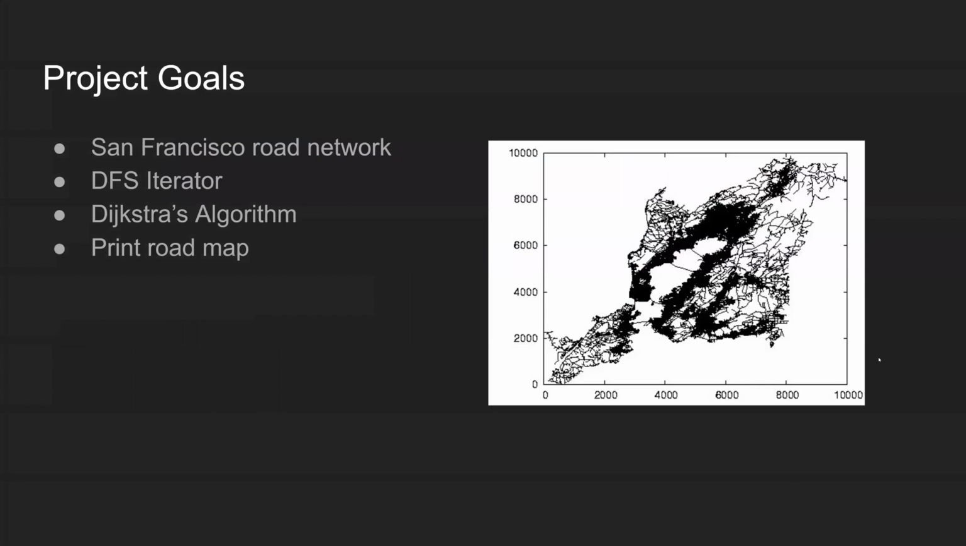Next page. So the goal of this project is to use two given data sets regarding the road network of San Francisco to create a graph, and to create a DFS iterator that goes through the entire graph, to create a Dijkstra's algorithm that is capable of finding the shortest path between any two given locations on the graph, and to print out the graph to form a visual representation. Next page.